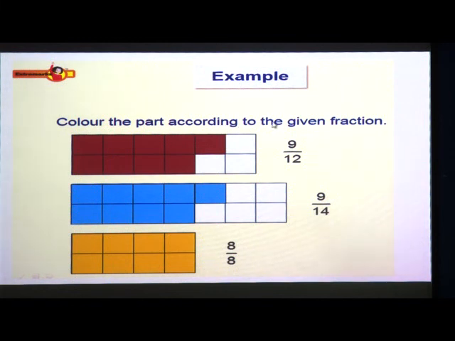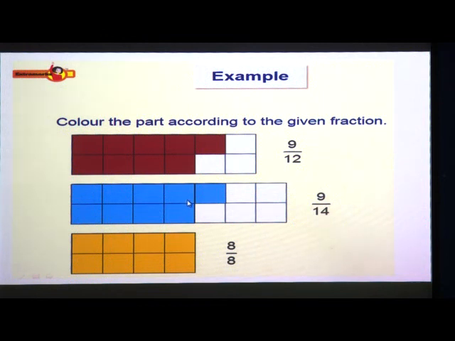Color the part according to the given fraction. Now, the fraction is given and we just have to color it. What is the fraction? 9 upon 12. How many parts of this block do we need to shade? 9 blocks. So, here we have shaded the 9 blocks with color. Then we have 9 upon 14. You can see again how many parts we have to shade here? 9. So, here 9 parts are shaded with blue color.